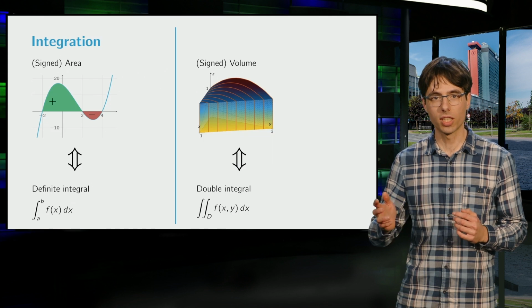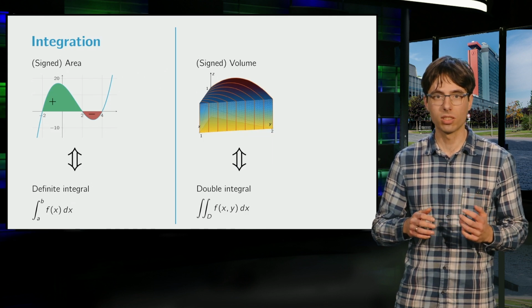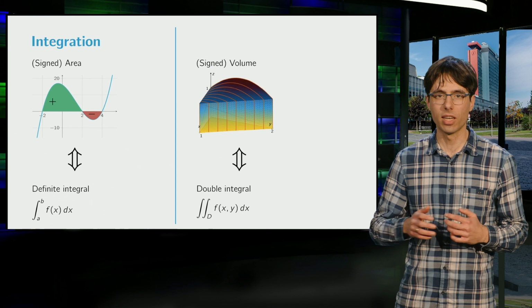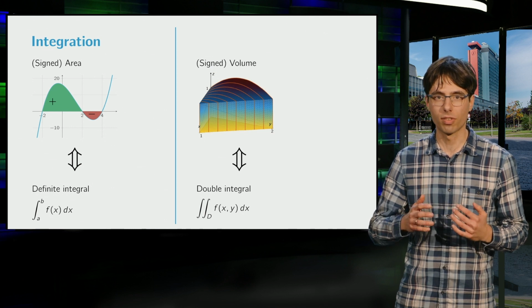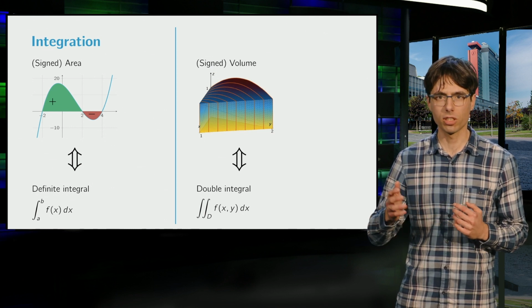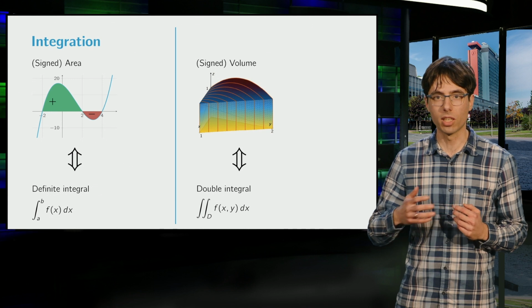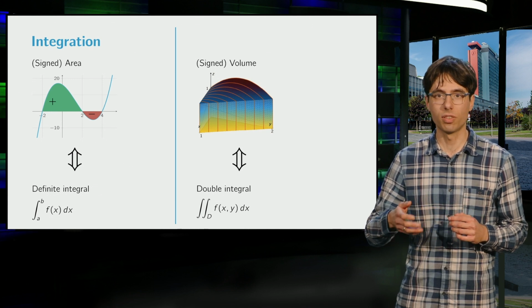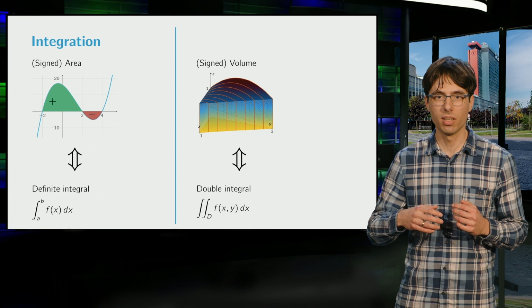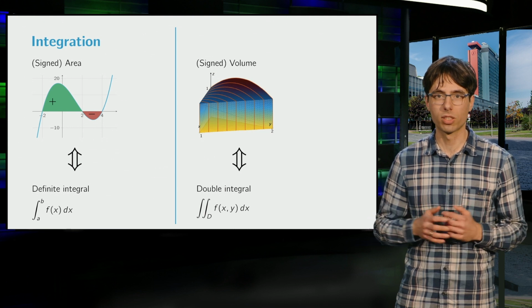For functions of a single variable, you know that the definite integral gives you the signed area of the region below the graph of the function. For functions of two variables, you know that the double integral gives you the signed volume of the solid region bounded below the graph of the function.